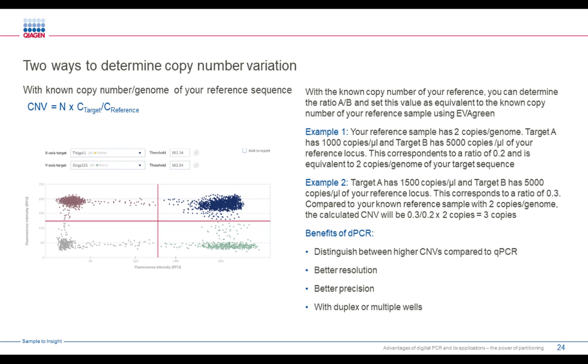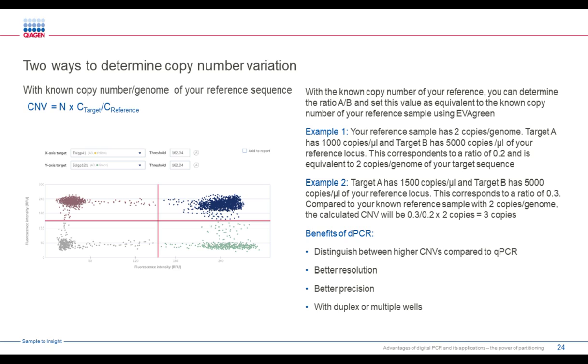In our second example here, target A has 1,500 copies per microliter, and target B has 5,000 copies of your reference locus, just like the other one. This corresponds to a ratio of 0.3 compared to your known reference sample, which we know has 2 copies per genome, and 0.2. We just divide them, and then we see that 0.3 divided by 0.2 times 2 copies is actually 3 copies. So this is a way of using just one reference for, let's say, a whole plate.